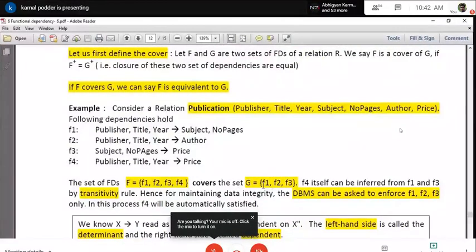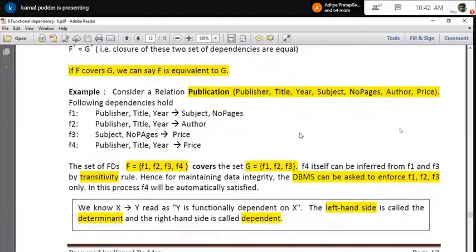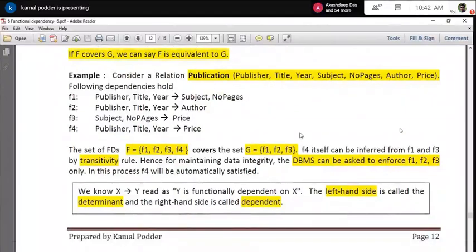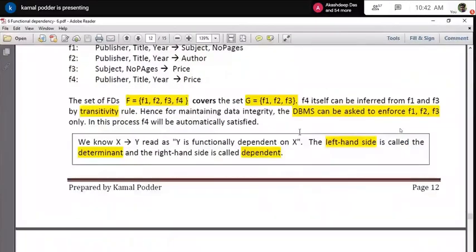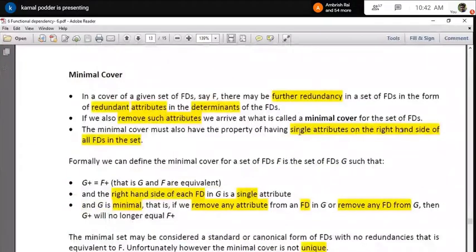But it can also happen that on the left hand side of this particular FD, there might be some redundant attribute. If there is a redundant attribute, naturally I have to reduce that redundancy also. If you reduce that redundant attribute from the left hand side of the cover, then we can say that cover will be the minimal cover.